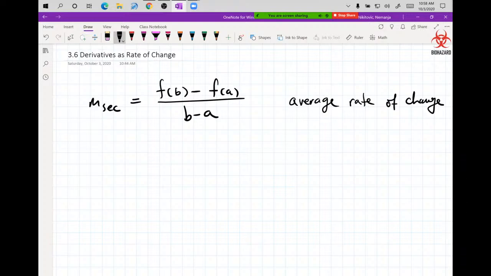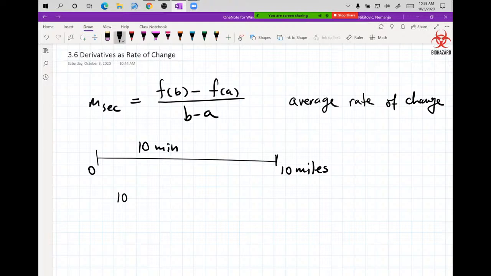And the use for this would be, for instance, when you're driving, you go 0 to 10 miles in distance in 10 minutes. So you would say that's 10 miles, right? The rate, which turns out to be velocity. Rate would be 10 miles over 10 minutes, which is 1 mile per minute.